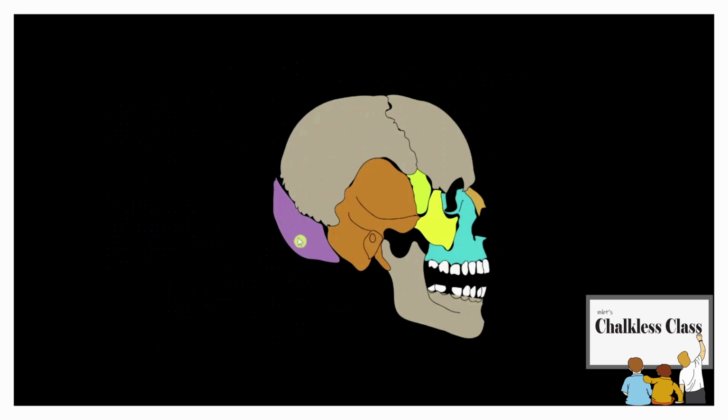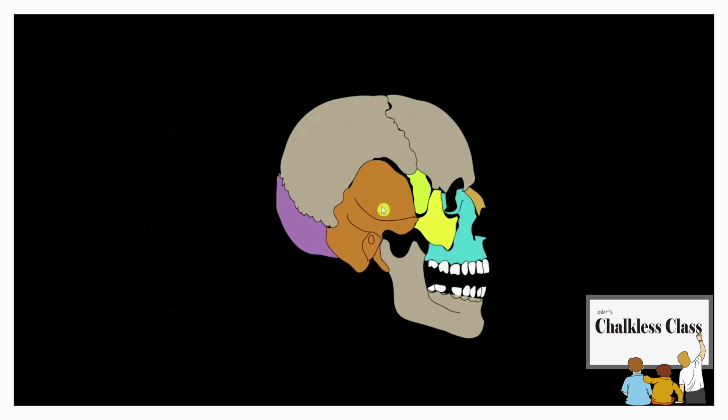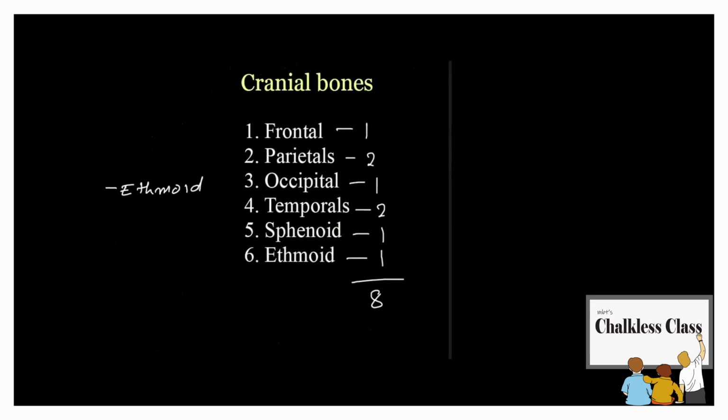This is an unpaired bone. And temporals, these form the sides of the cranium. Sphenoid. This is an unpaired bone and it forms the floor of the cranium, but it is visible on both the sides, right and left sides. Here, the ethmoid bone is present. Ethmoid bone is an unpaired bone. These are the cranial bones.